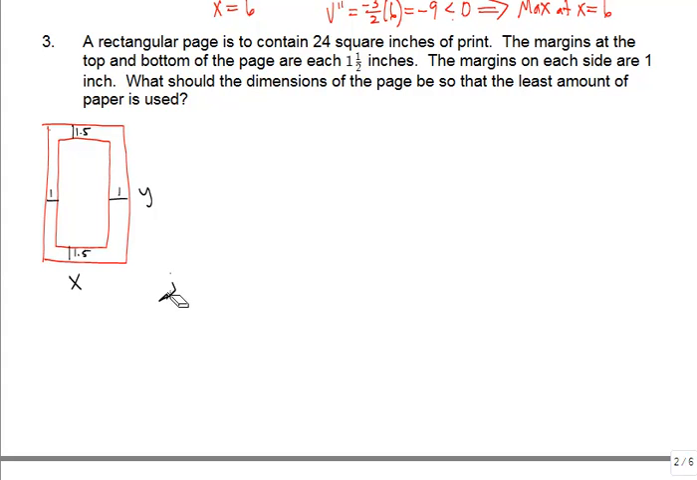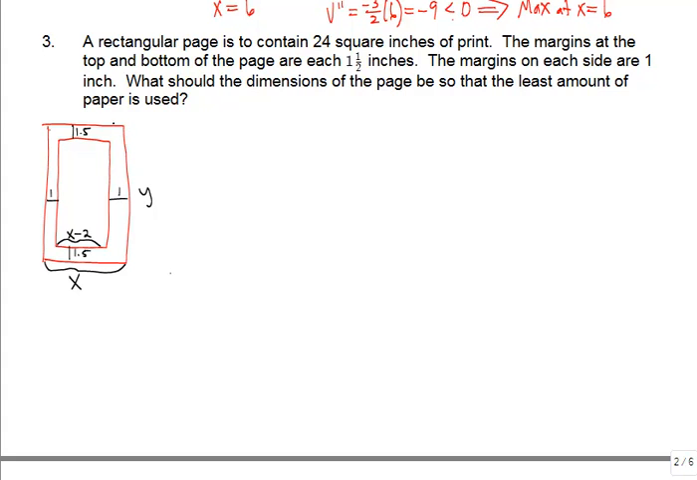Now based on that, we can get expressions for what these dimensions should be on the inside, because this x is that entire width going across. The inner dimension right here is that same x with 1 inch taken away from both sides. So that's going to leave me with x minus 2 on the inside. So that's that dimension right there.